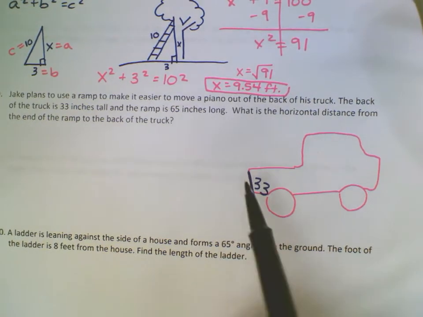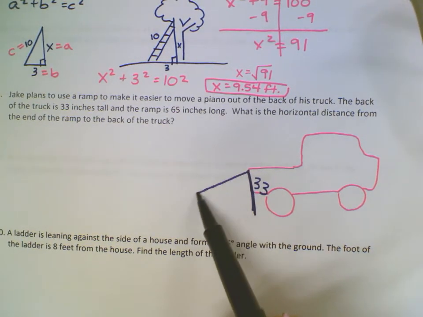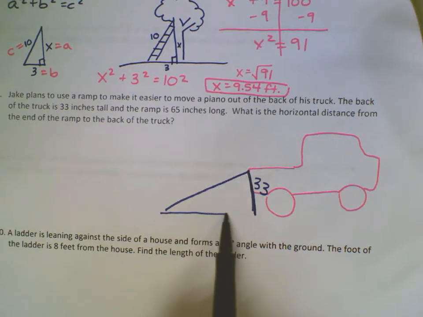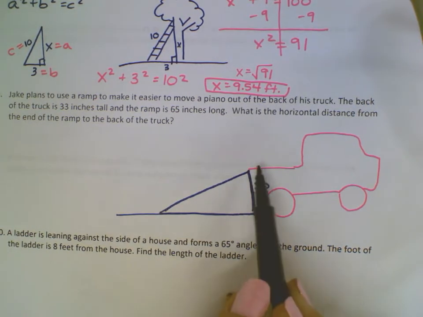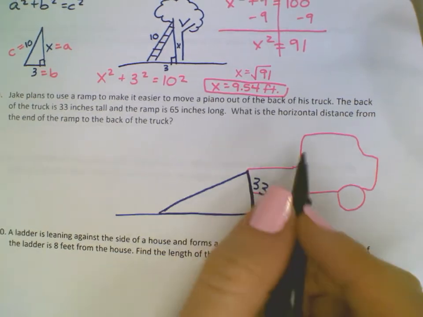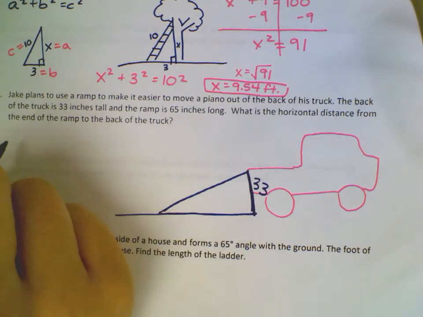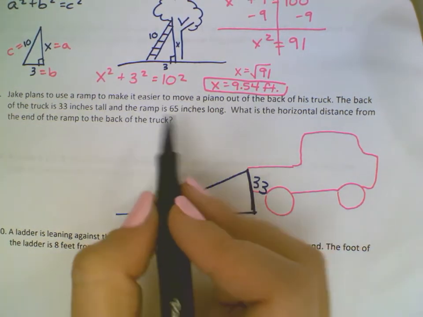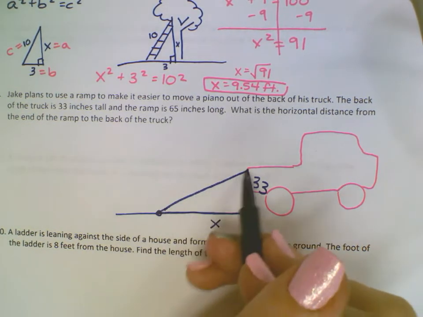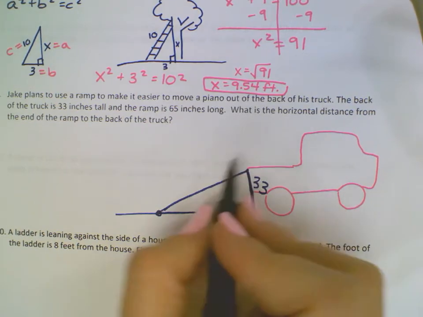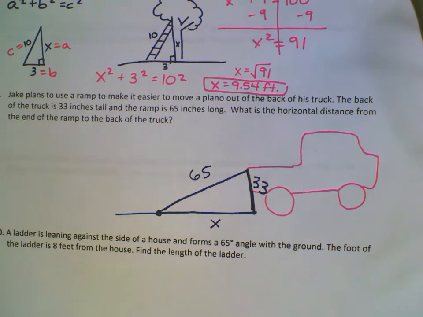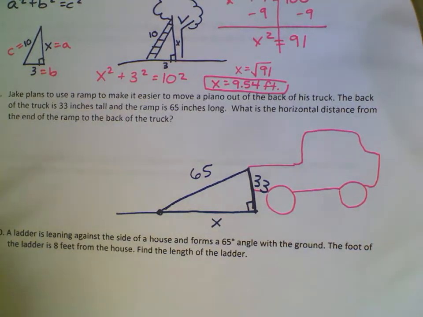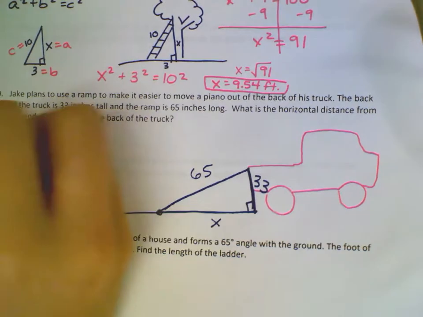So if I put the ramp up to my truck, and I'm trying to get the piano here, then it says, what is the horizontal distance from the end of the ramp, this is the end of the ramp, to the back of the truck? So we're looking for this distance, and the 65 inches is the length of the ramp. Now, do we see that we have a right triangle again? We can go ahead and use the Pythagorean theorem. So the Pythagorean theorem, again, a squared plus b squared equals c squared.